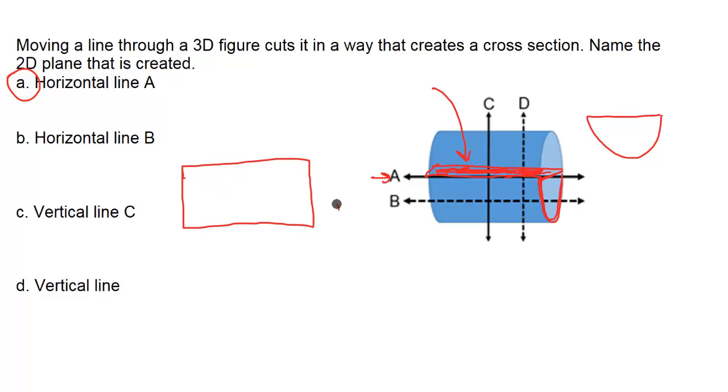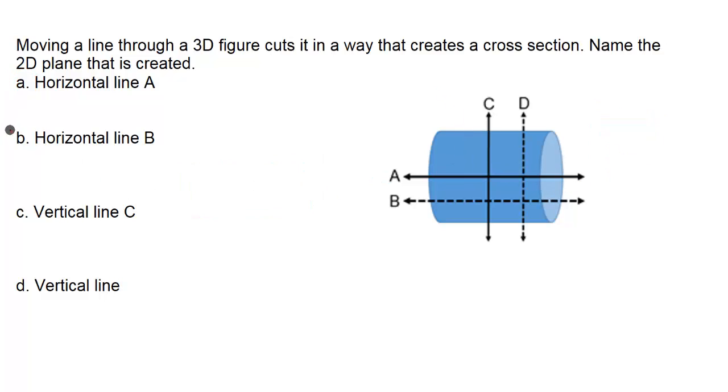And this side of the rectangle would be like the top part of our semicircle that was shown right here. And it's really tough to see sometimes, but again, this is the best I could explain it. So let's try B. B is going to be the horizontal dotted line.